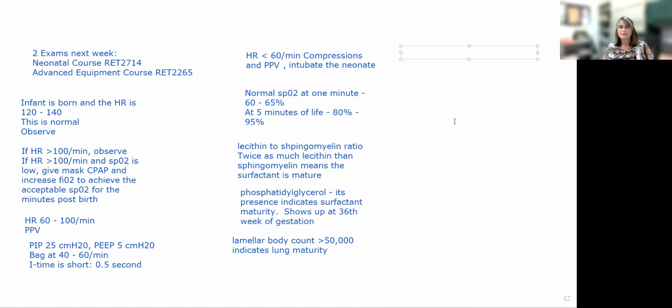So you notice that their respirations are very weak when they're born. That might be the heart rate of less than 100, and then you have to start bagging. And we talked about how to reverse the narcotic by giving Narcan to the newborn. The drug that speeds up labor is called Pitocin, or oxytocin is the generic name.